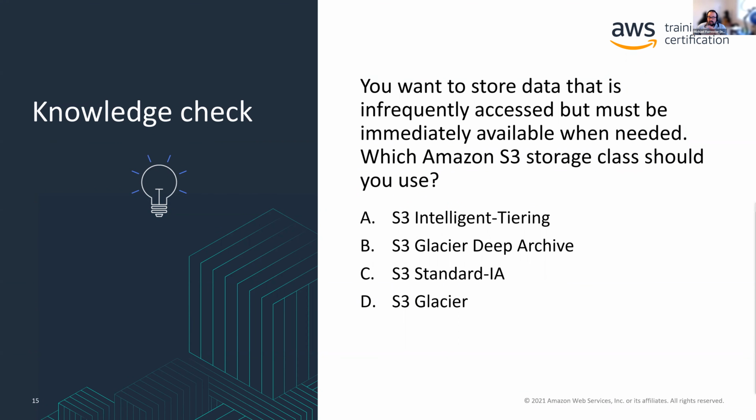So here's a quick knowledge check, and I'm going to answer this question for you because this is a hard concept to wrap around. When you want to store data that is infrequently accessed, but it must be immediately available when needed, just to make sure I'm very clear about this, this cannot be Glacier. Glacier is an archival service. If you put something in Glacier, it's gone, right?